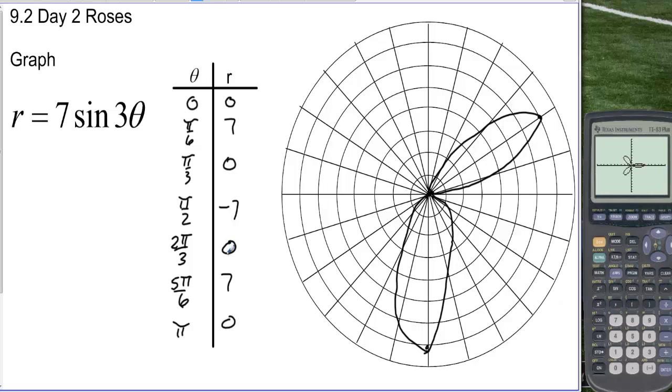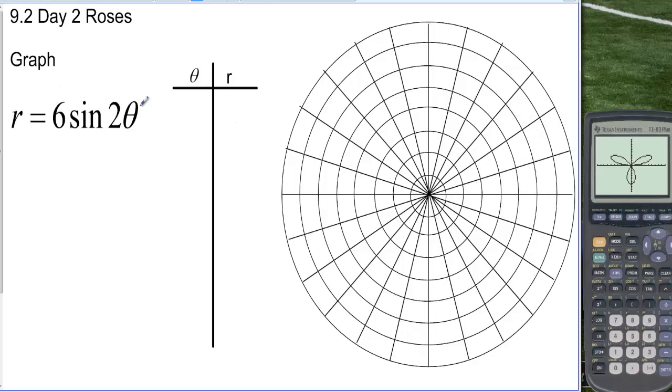And then 5 pi over 6, we're at 7. So here's 5 pi over 6 right there. 1, 2, 3, 4, 5, 6, 7's out here. So we're curving to that. And then when we're at pi, we get back to 0. And then this graph would just keep on repeating. So we have y equals, let's clear this, 7 sine of 3 theta. And let's graph it. Here we go. There's some nice, smooth, more even curves.